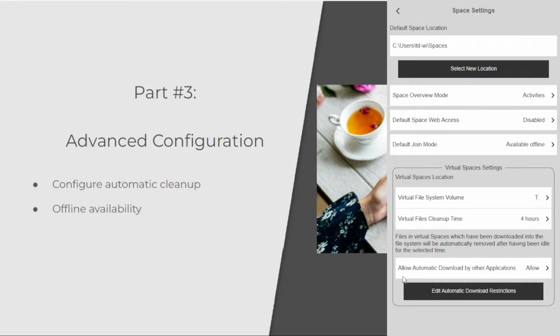And this setting here, allow automatic download by other applications. This means that if you try to open a file, a virtual file, for example, let's say you try to open a PDF and the file is virtual, this setting here allows whichever PDF reader you use to trigger a download. It's not going to download the file itself, but it will trigger TeamDrive to download the file so it can open the file.